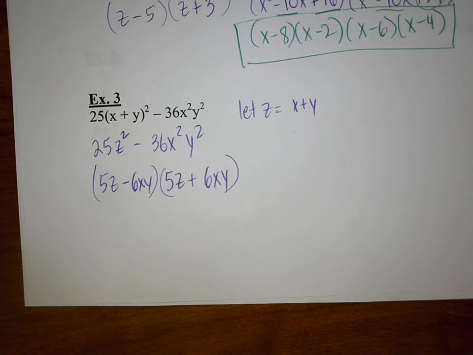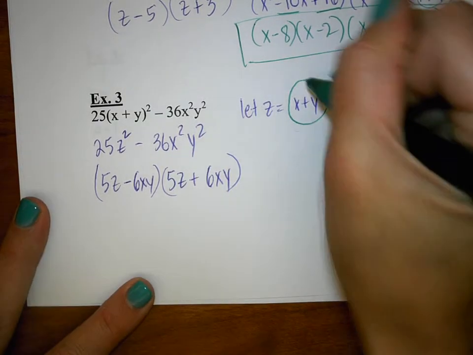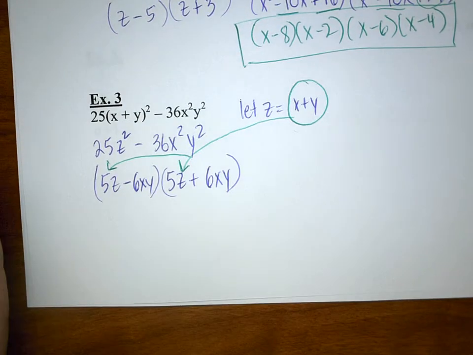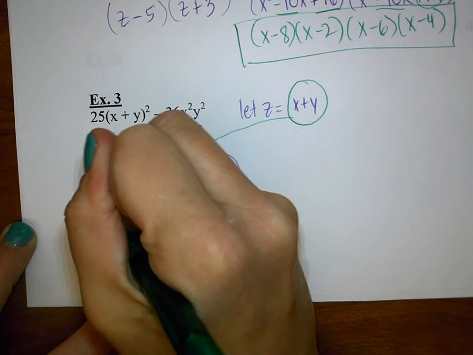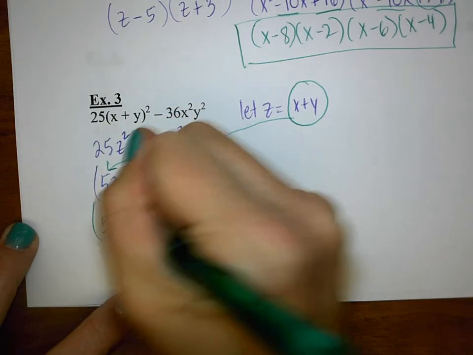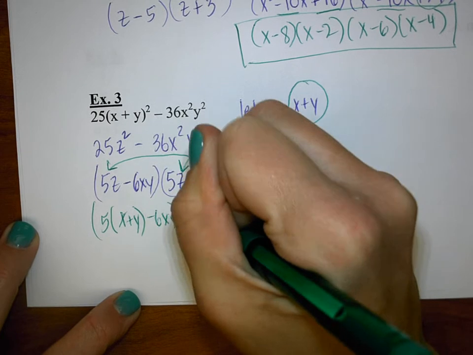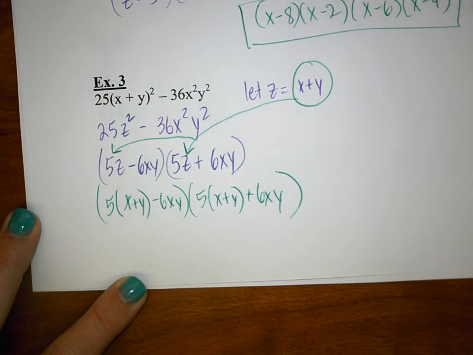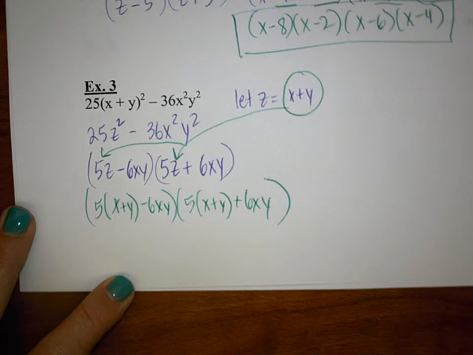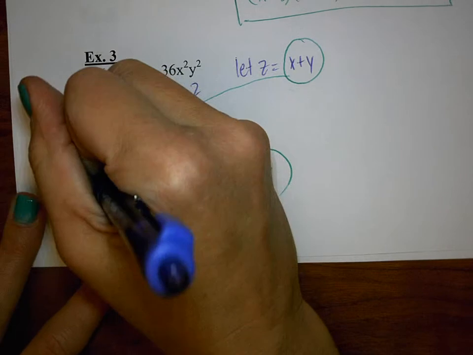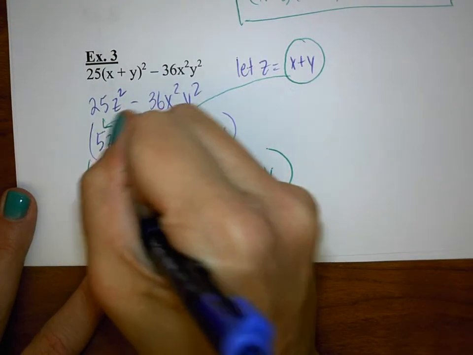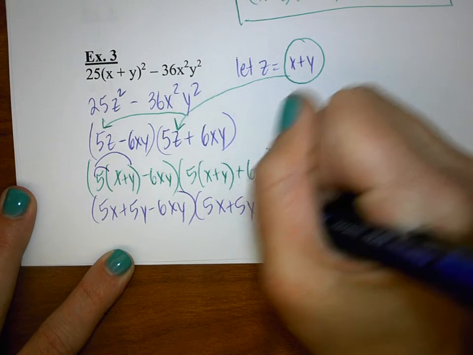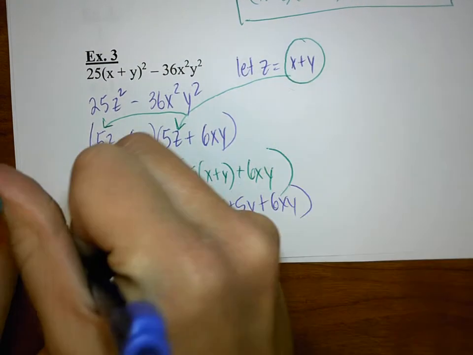No. Okay. This is where people mess up. This x plus y needs to go in for z. These are saying 5 times z. So you need to make sure that you write that as 5 times x plus y minus 6xy, and 5 times x plus y plus 6xy. And then what would you do at this point? You would distribute. So we distribute that through and we get 5x plus 5y minus 6xy and 5x plus 5y plus 6xy. And can I factor this any further?